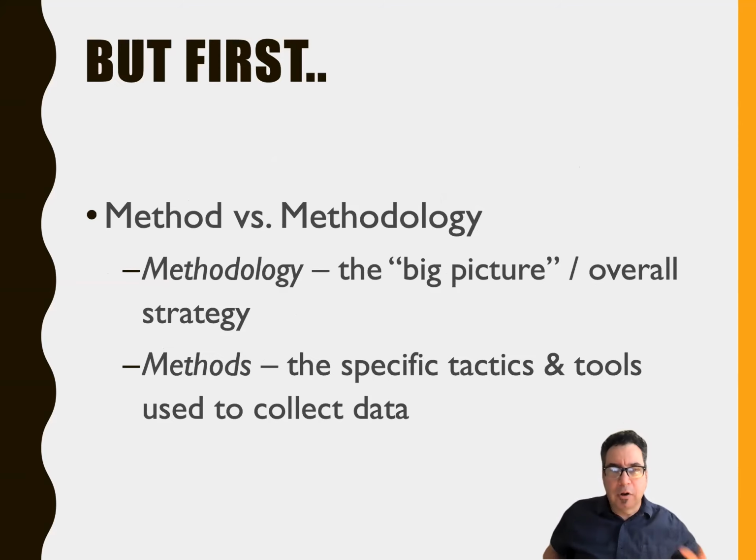Now, I want to talk about some larger research issues, and some of you may be aware of some of these from other areas of study in your program. The difference between research method and methodology. Typically, a methodology is more of a big picture overall strategy. So quantitative versus qualitative, phenomenological, those are kind of larger approaches to thinking about research, as opposed to methods, which are more of the specific tactics and tools that you're going to use. So a survey is a method. An interview is a method. Okay, so a survey is not a methodology. It's part of a methodology. It's part of a strategy. Does that make sense?